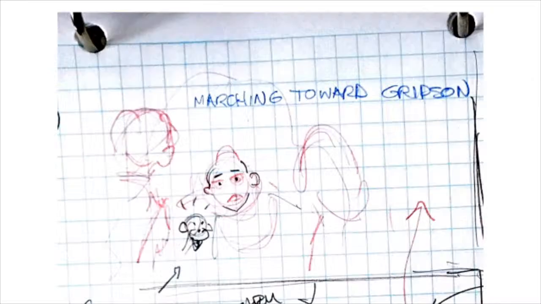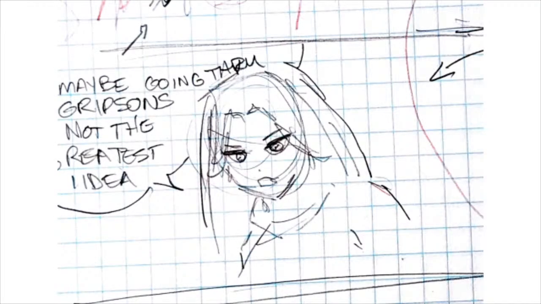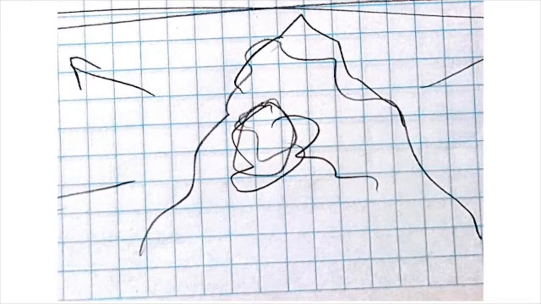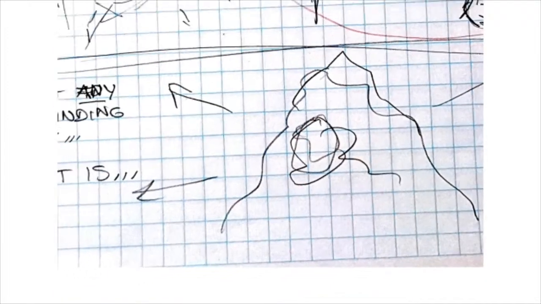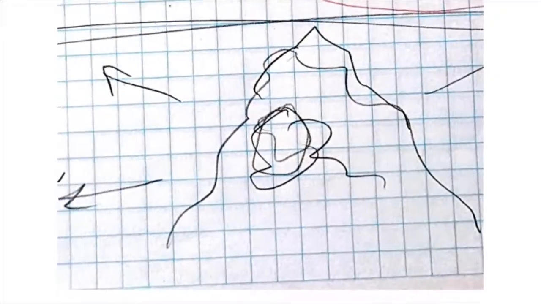And so we'll see Luca pop back into the cave, and he's like, there's soldiers marching towards Gripson, at which Mel says, you got all that from a few chirps? Impressive. She's like, maybe going through Gripson isn't the best idea. Well, we need food and supplies, and the woods are too thick. Vespar's no dummy. He knows the path you'd be taking. So they know they're really at risk going into Gripson, which is the name of the village. And if they want to have any chance of finding a boat, so this is the end of the sequence.